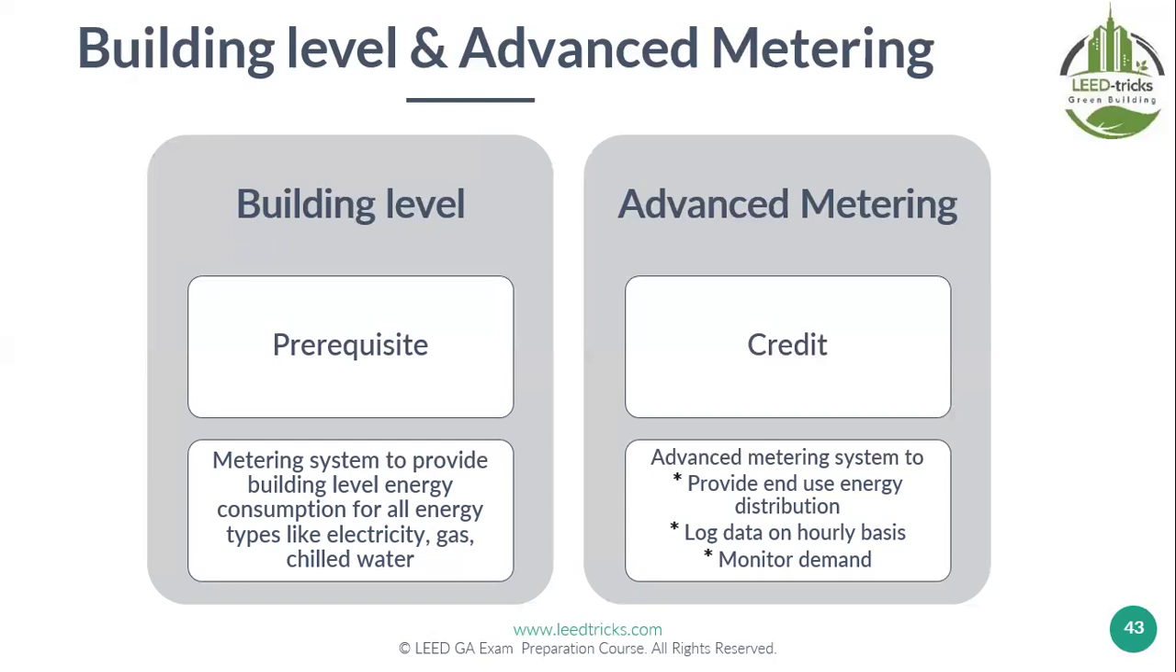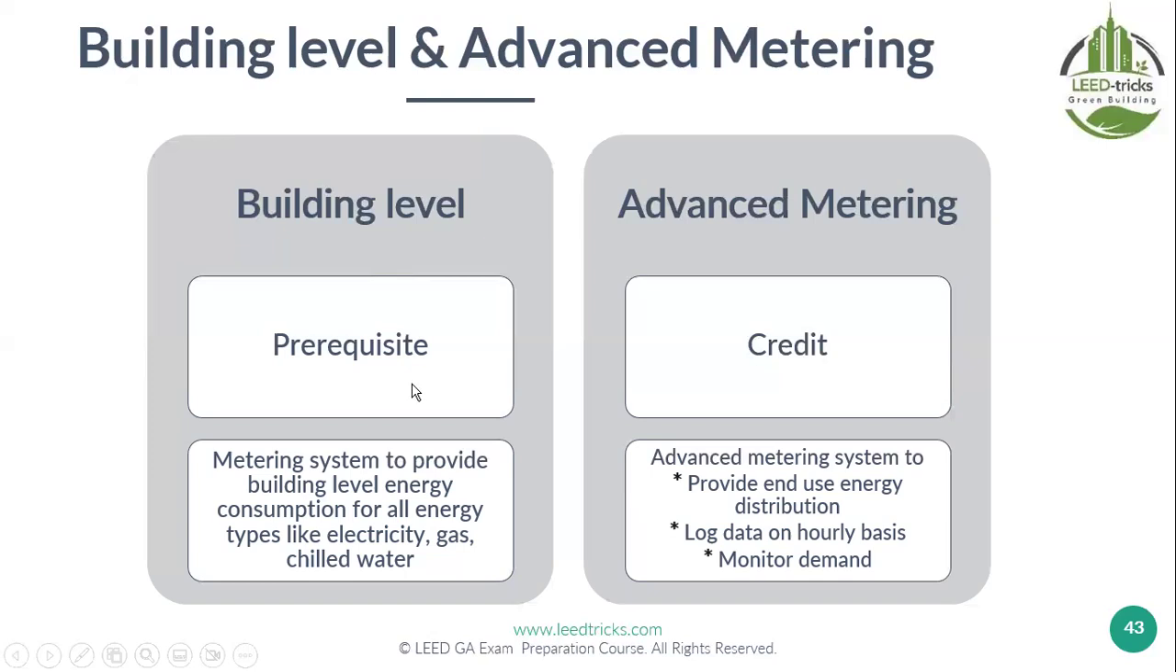This is a credit, okay? And the prerequisite. What is building level and what is advanced? Both are metering. What is building level metering and advanced metering? Okay, here, building level metering. This is the name of the credit, okay? Advanced metering. Building level is fundamental. It is a prerequisite.